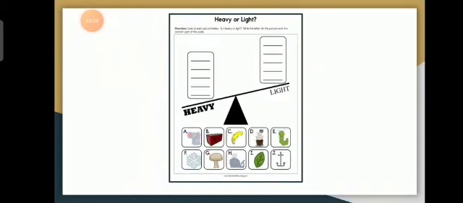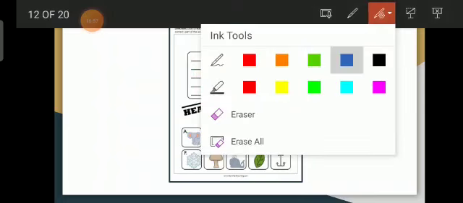See, over here we have the balance, heavy and the light. Heavy things come down and the lighter things go up. Here are the things A, B, C, D, E, F, G, H, I, J. Okay, I will put these in order. The things which are heavy, I will write over here, and the things which are lighter, I will put over here.